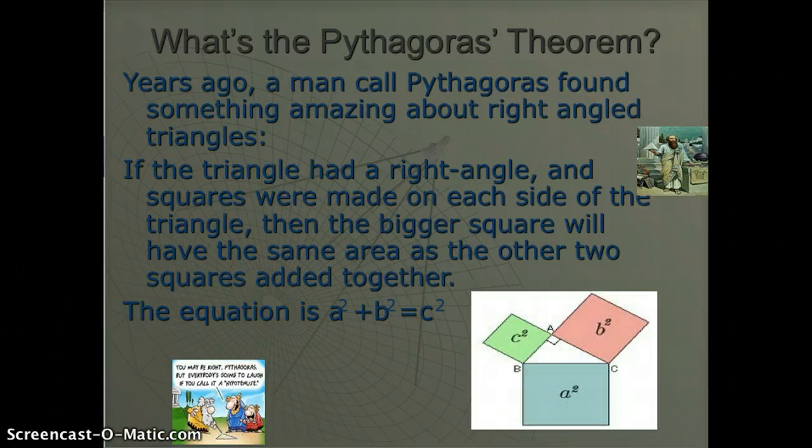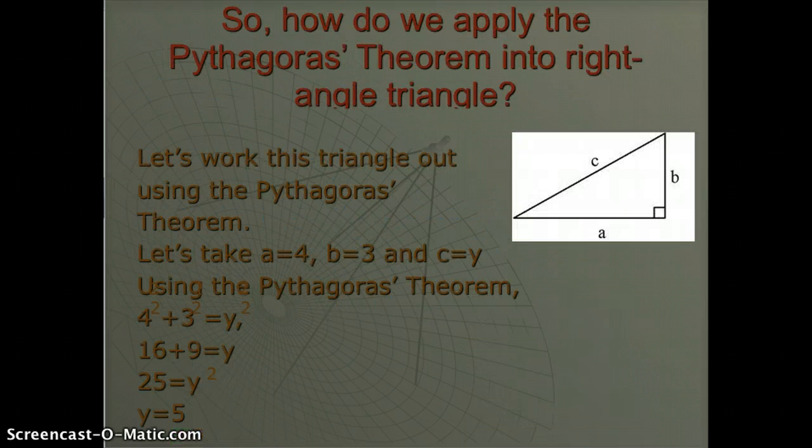Years ago, in ancient Greece, a man called Pythagoras found something amazing about right-angled triangles. If the triangle had a right angle, and squares were made on each side of the triangle, then the bigger square will have the same area as the other two squares added together. The equation is a squared plus b squared equals c squared. The following is an example of how the Pythagoras theorem is used.